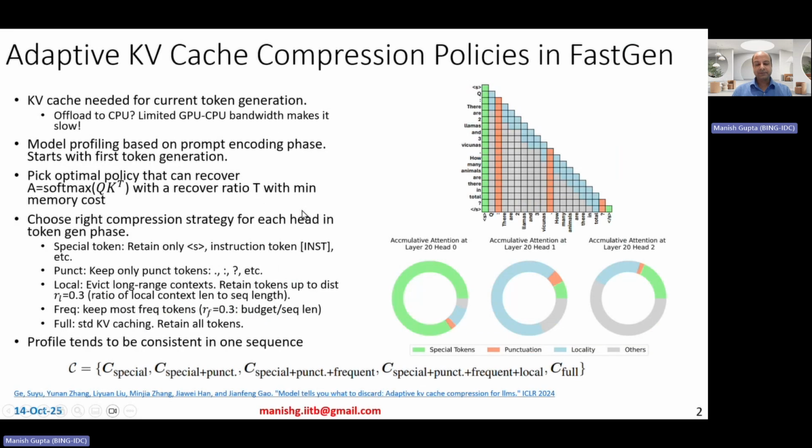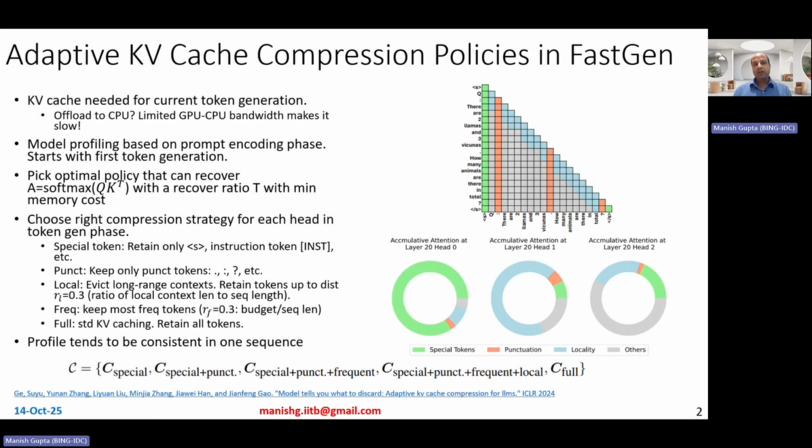So let's get started. Large language models need to retain key-value caches so that they can compute attention for the next few tokens. For the current token generation, if you want to compute the attention score, which is basically based on softmax of QK transpose, you need to retain key values of all the previous positions or all the previous tokens.